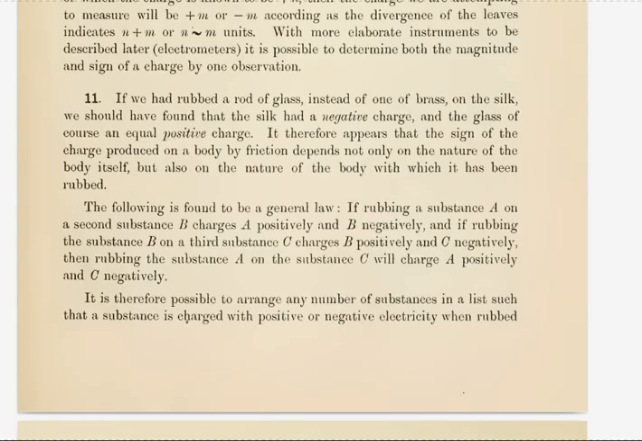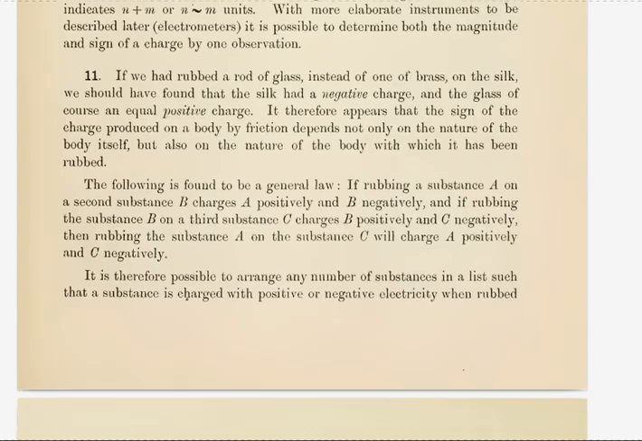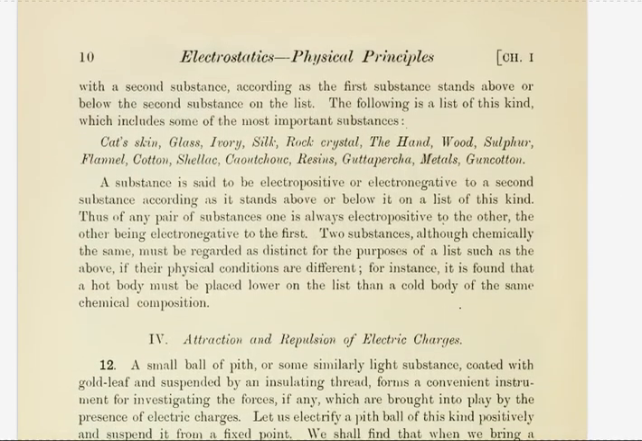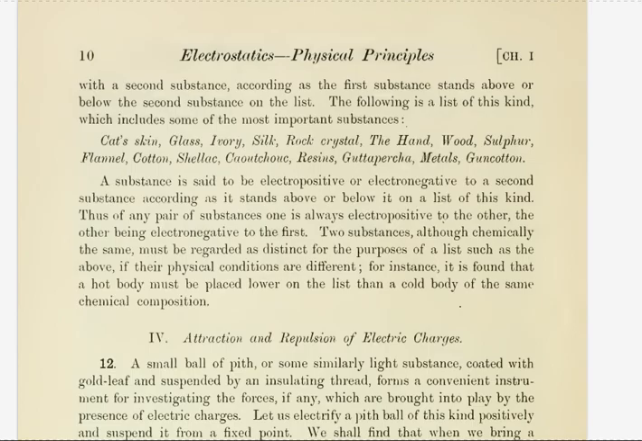The following is found to be a general law. If rubbing a substance A on a second substance B charges A positively, and B negatively, and if rubbing the substance B on a third substance C charges B positively, and C negatively, then rubbing the substance A on the substance C will charge A positively, and C negatively. It is therefore possible to arrange any number of substances in a list such that a substance is charged with positive or negative electricity when rubbed with a second substance, according as the first substance stands above or below the second substance on the list.